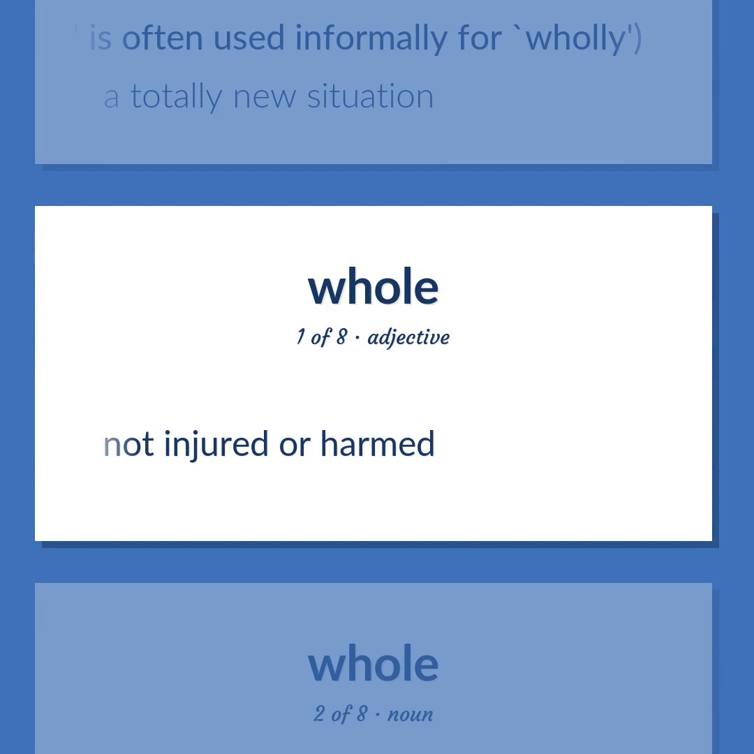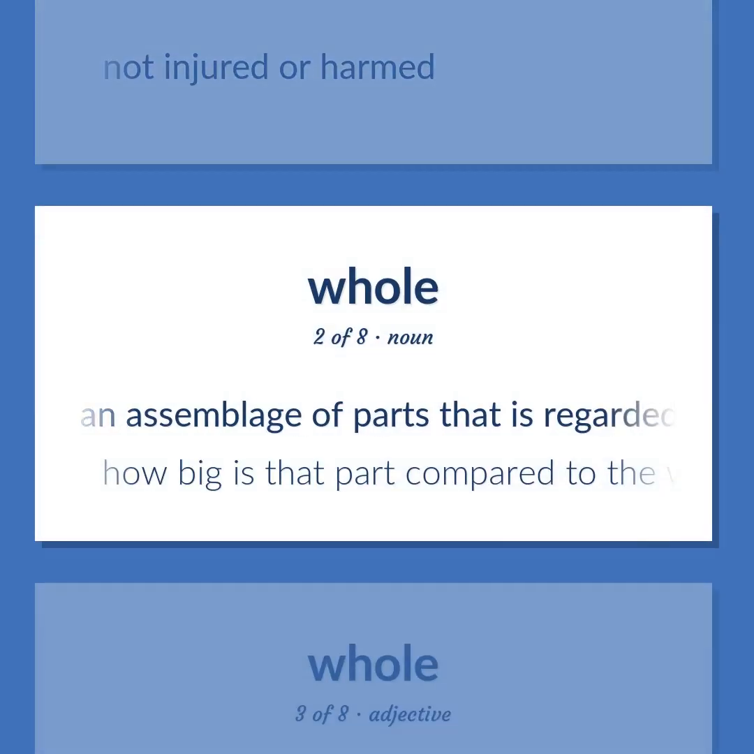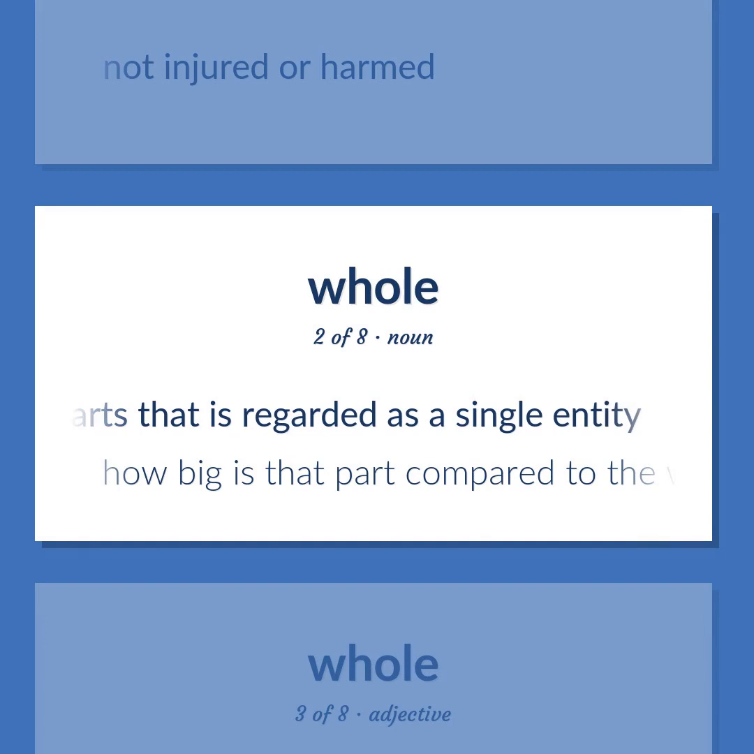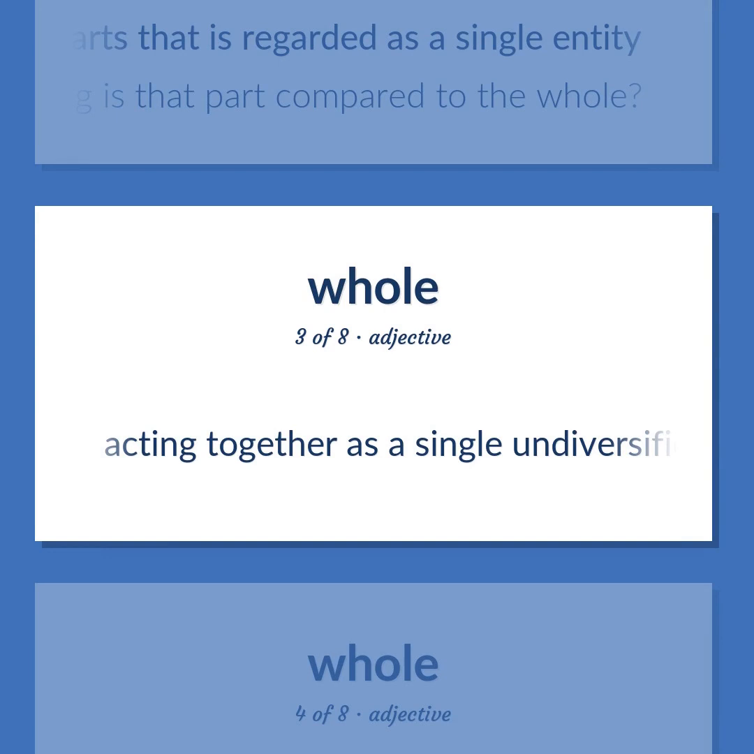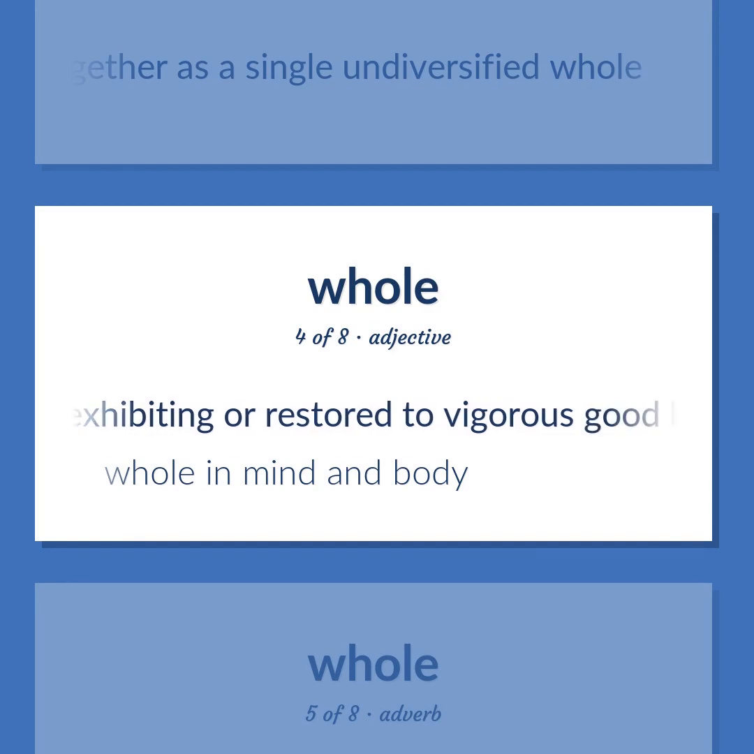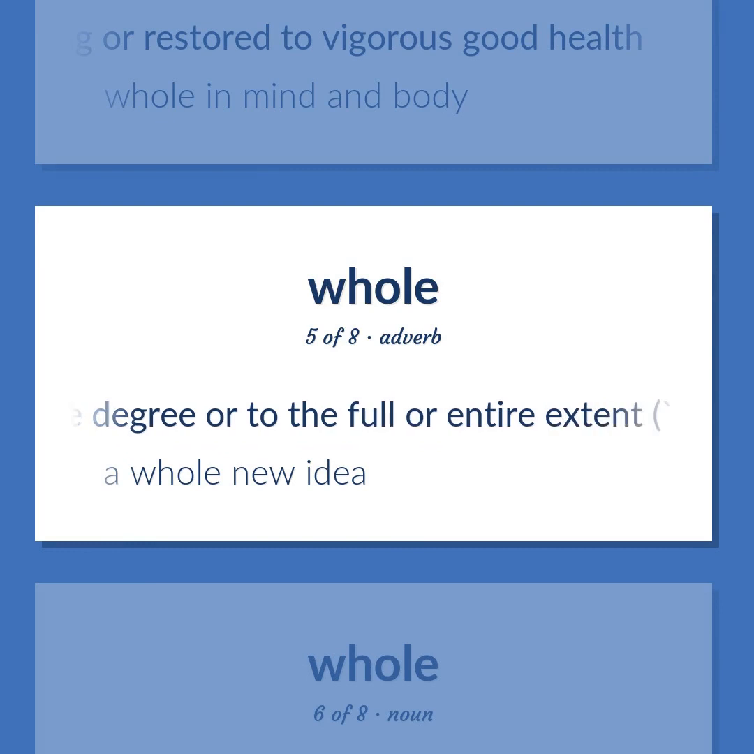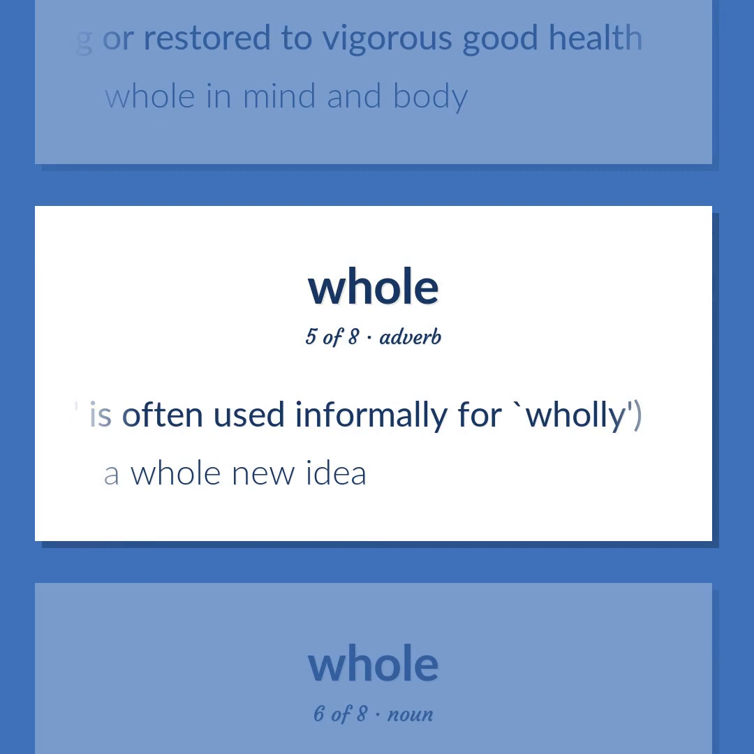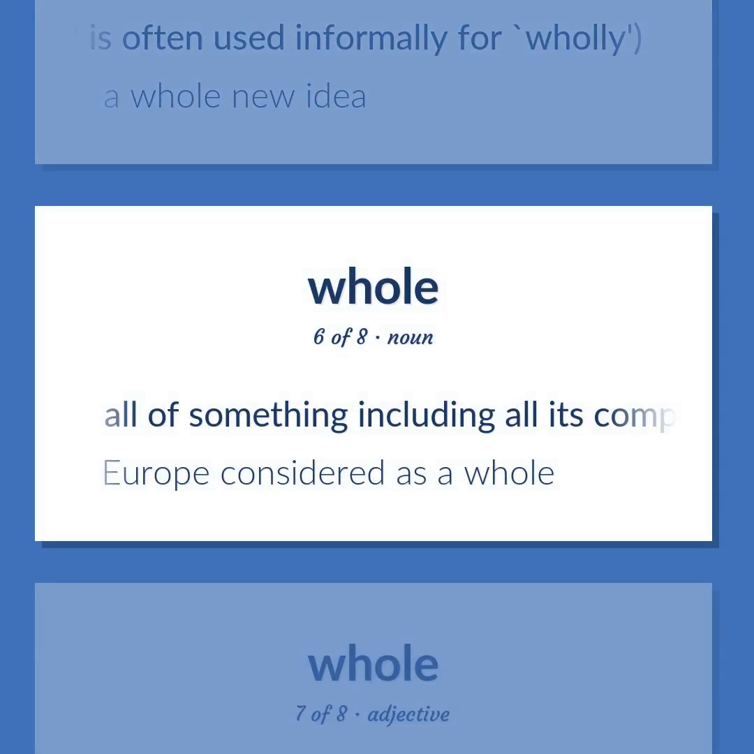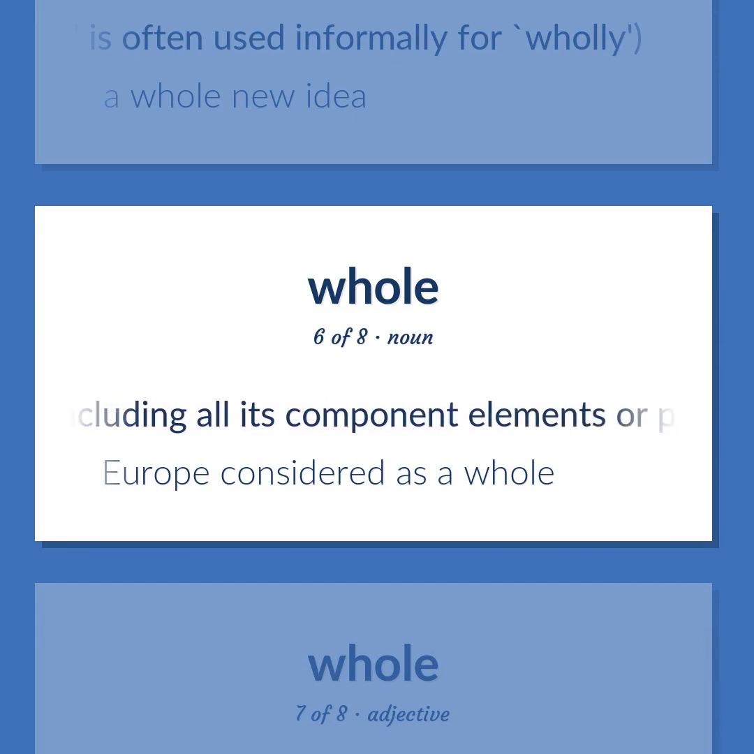Not injured or harmed. An assemblage of parts that is regarded as a single entity. How big is that part compared to the whole? Acting together as a single undiversified whole. Exhibiting or restored to vigorous good health. Whole in mind and body. A whole new idea. All of something including all its component elements or parts. Europe considered as a whole.